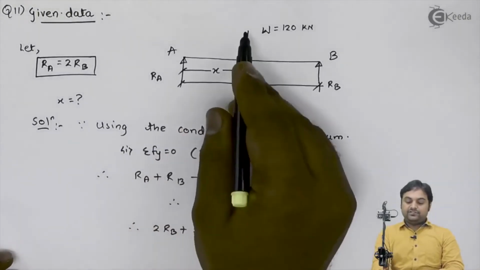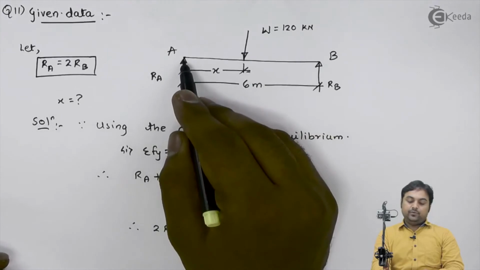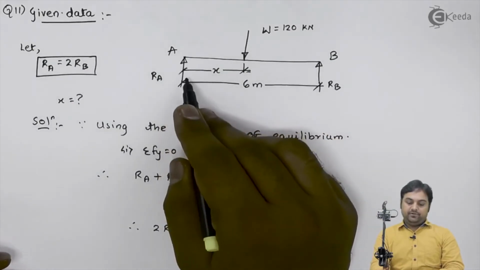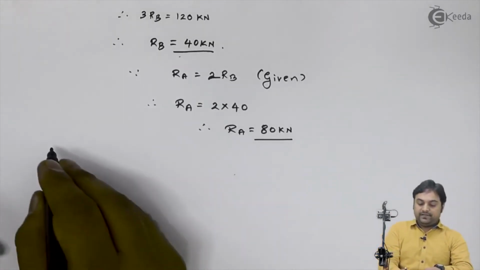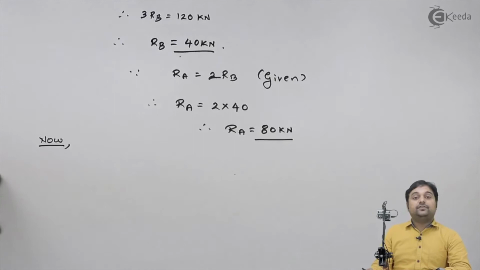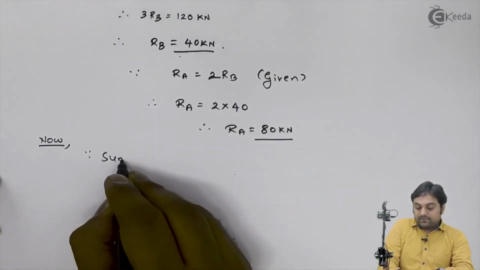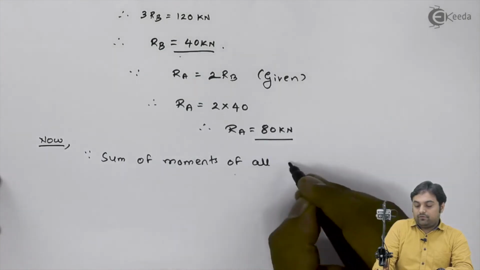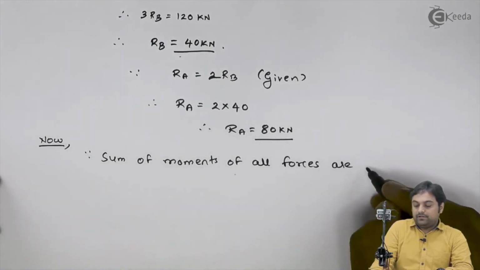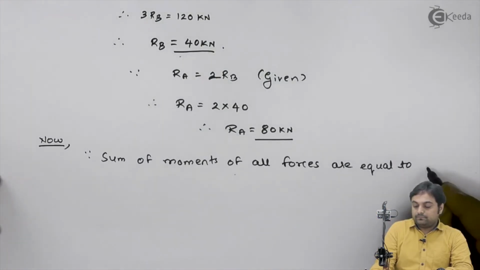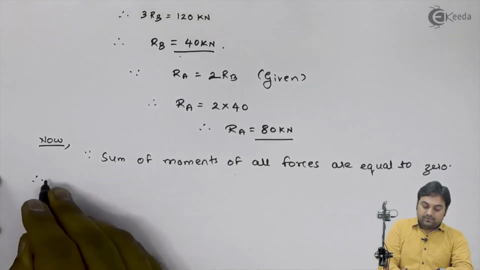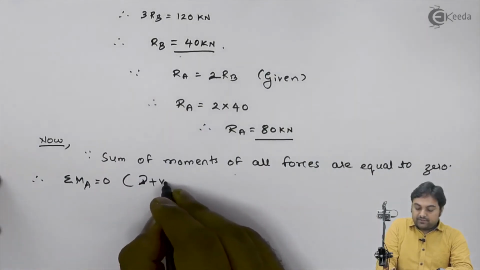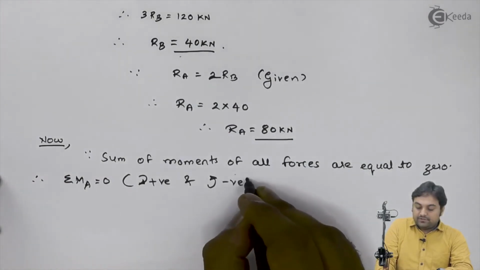So now I have both the reactions, but reactions are not asked. We have to calculate the distance of this load. So how will I calculate this? I will be taking moments either at point A or at point B. In this case, I'll take moments at point A because I have shown the distance with respect to point A. Now the second condition of equilibrium: since the sum of moments of all forces is equal to 0, therefore summation of moments about point A is equal to 0, where clockwise moments are positive and anti-clockwise moments negative.